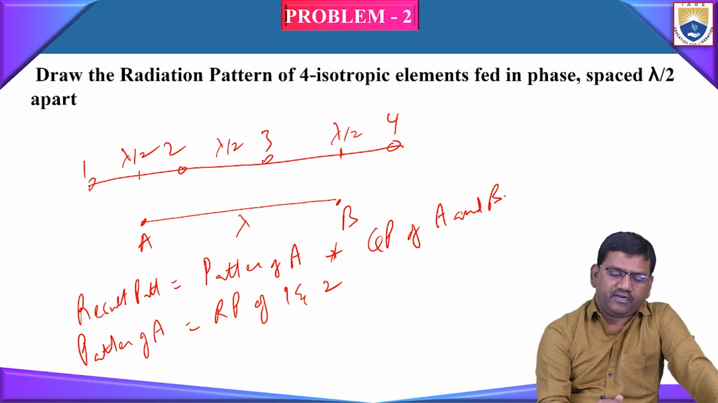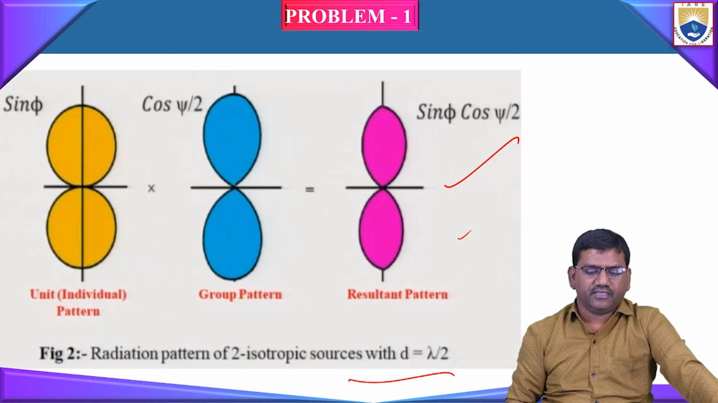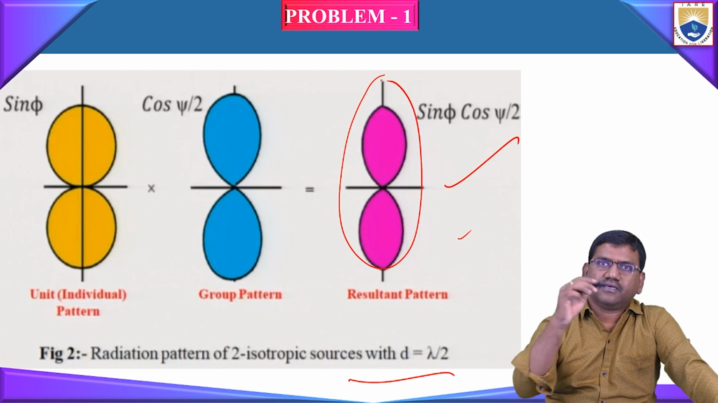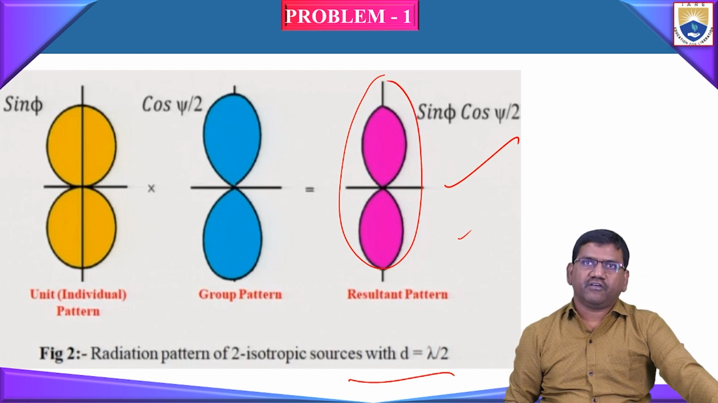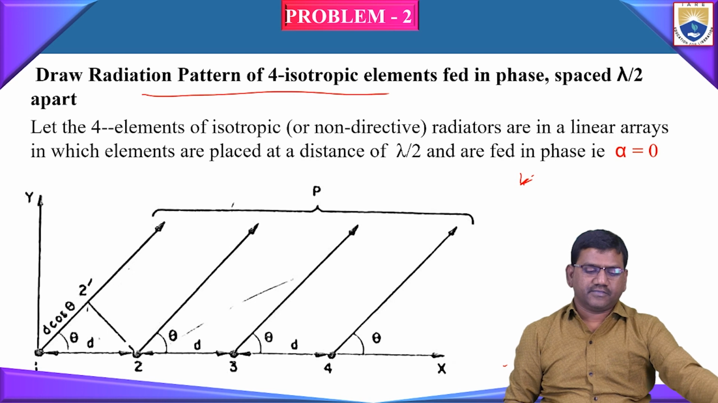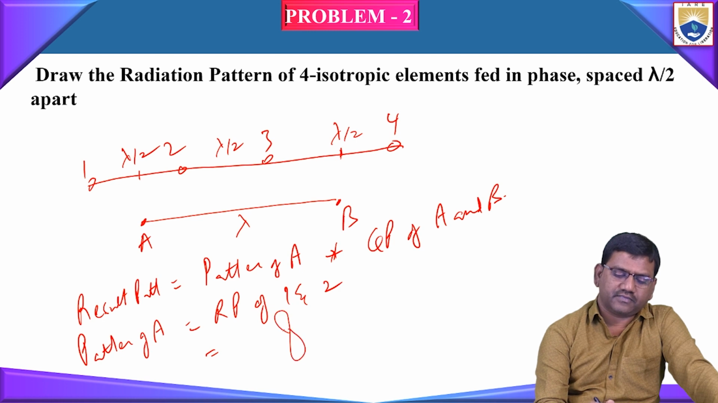Now what is the resultant pattern of 1 and 2 again here? In the previous slide, we have seen this pattern. That is the resultant pattern of 1 and 2. If two elements are combined with the spacing of lambda by 2, then the resultant pattern will be like this. So here we are going to write this as the resultant pattern of 1 and 2.